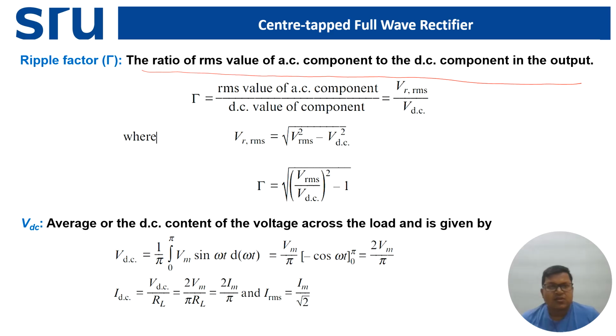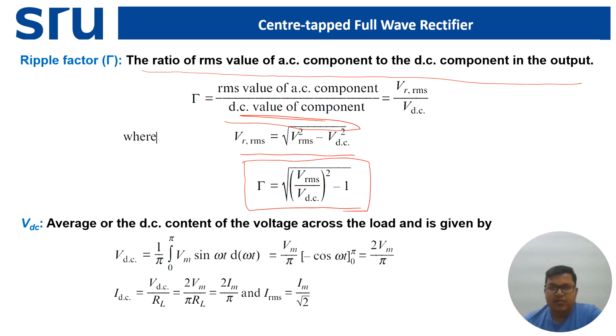Okay, so the mathematical expression is that the ripple factor tau is equal to the RMS value of the AC component divided by the DC value of the component. As we have noticed earlier, the final value of tau is root under (Vrms by Vdc) whole square minus 1. We will find the values of VRMS and VDC now, so that we can put the corresponding values in this equation and finally derive a particular value.